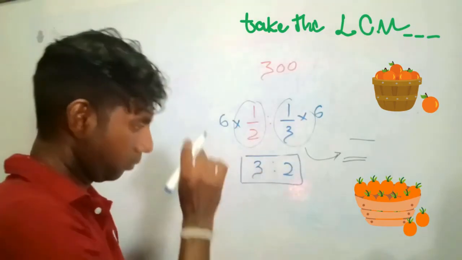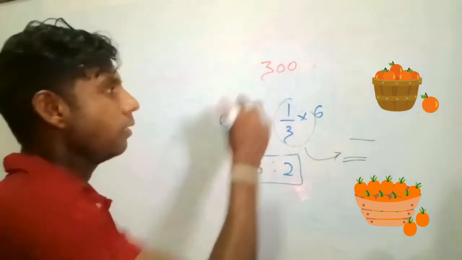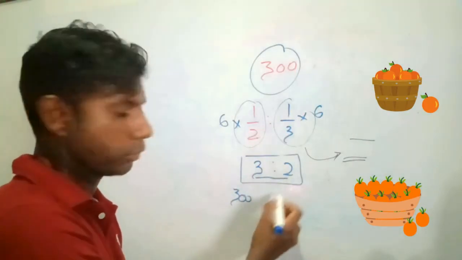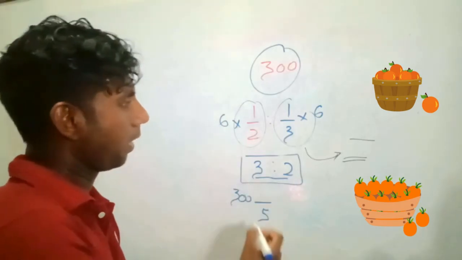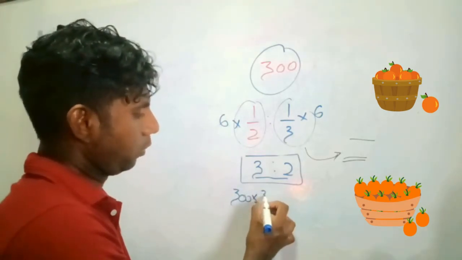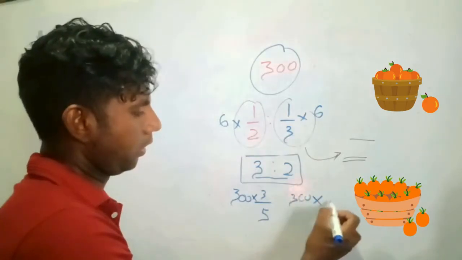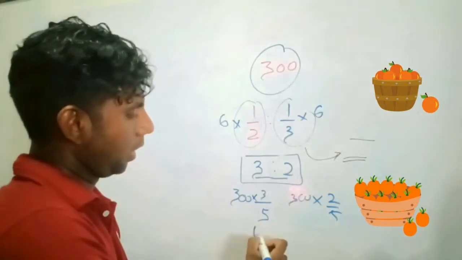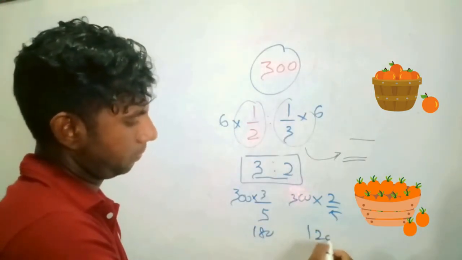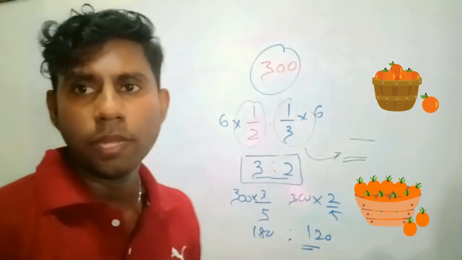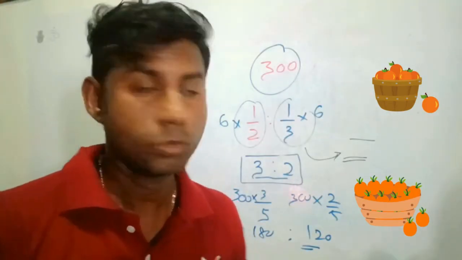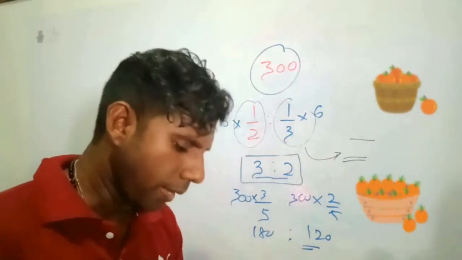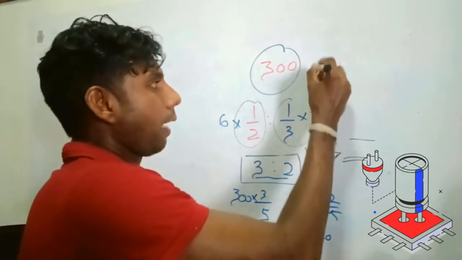Through this ratio, again we divide 300. So 300, same method. Now we can easily add these two. So this basically becomes 3 over 5 times 300 and 2 over 5 times 300. So here we get 180 and 120. Once we add these two, that becomes 300. Easy method.